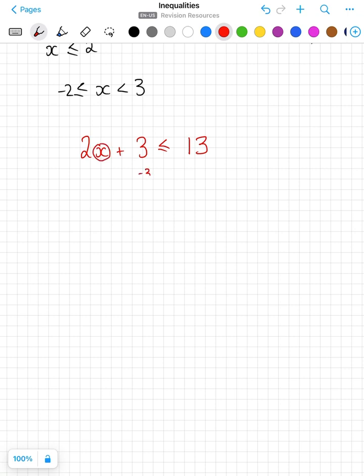So we have to work backwards. So we take 3 from both sides, leaving us with 2x is less than or equal to 10. Divide both sides by 2, leaving us with x is less than or equal to 5.